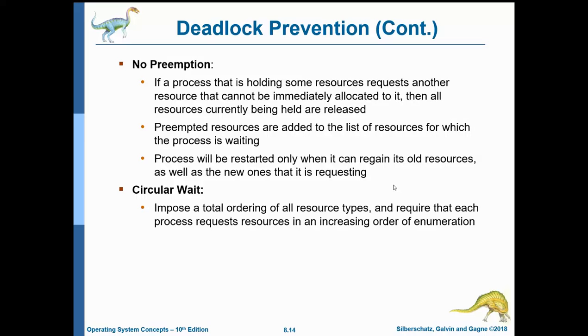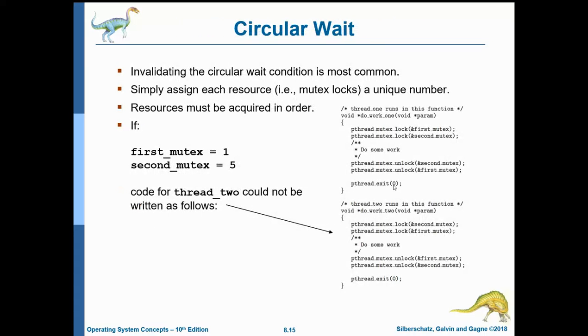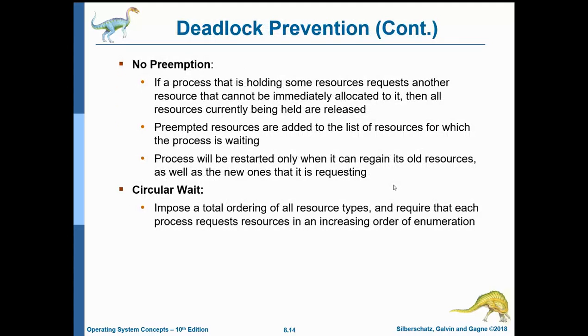Formally, we define a one-to-one function, where N is the natural number. So for example, if the set of resource types R includes a tape drive, disk drive, and printer, then the function might be defined as follows. So this is the deadlock circular wait, increasing order of the enumeration. Maksudnya dia kalau boleh dia elak. Berlaku total ordering of all resource types, for each process requests in increasing order of the enumeration.